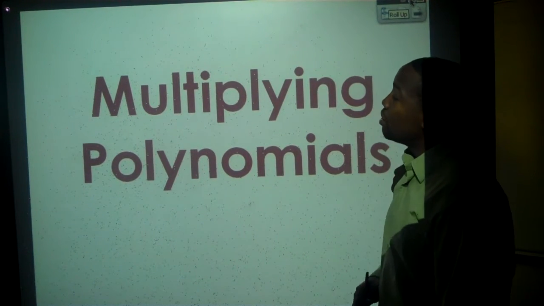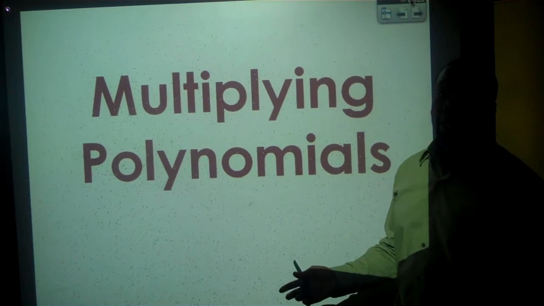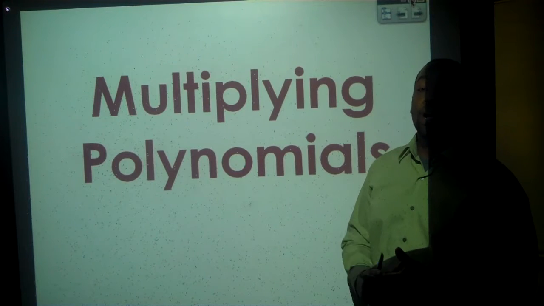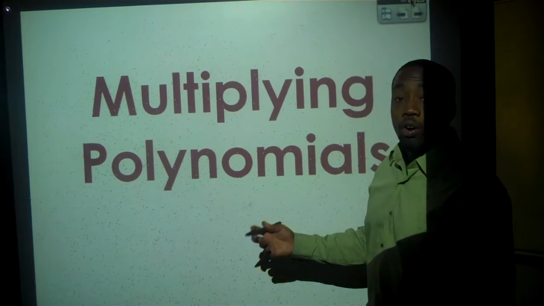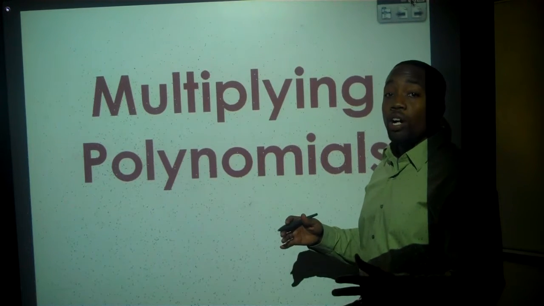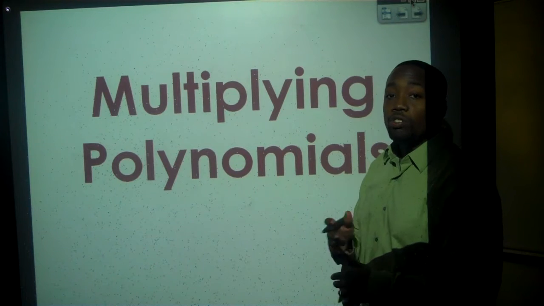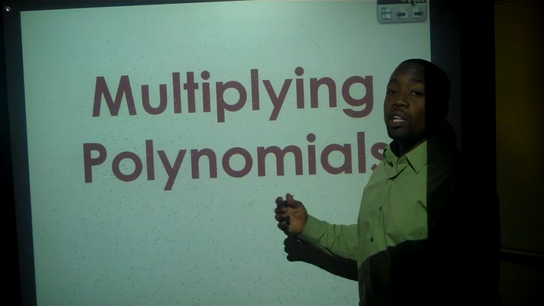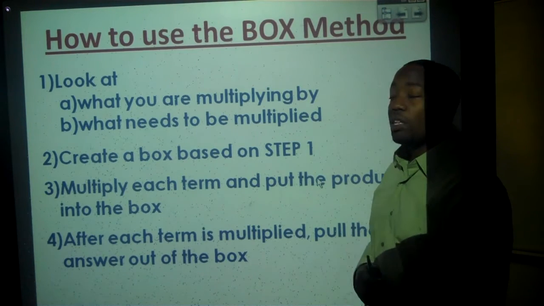Multiplying polynomials. You can do it different ways. You can do foiling, and you can do the box method. Personally, I like the box method better because it's something you can do over and over again, no matter how long or how short the polynomial is. It could be a binomial, monomial, or trinomial, but you'll always use the same method every time. So, like I said, I like to focus on the box method.